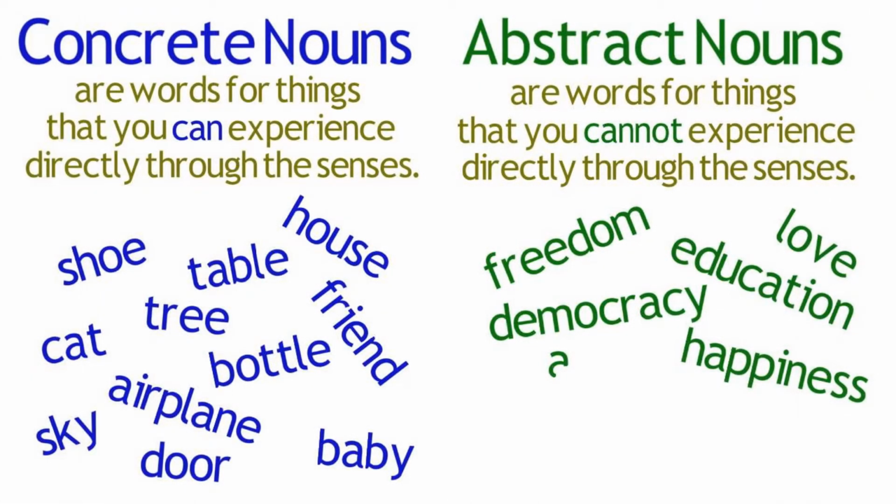Let's review the difference between concrete and abstract nouns. As we have already studied, concrete nouns are words for things that you can experience directly through your five senses, and abstract nouns are words for things that you cannot experience directly through your five senses. Now you must have understood the difference between concrete and abstract nouns, and you must be ready to do some practice work.